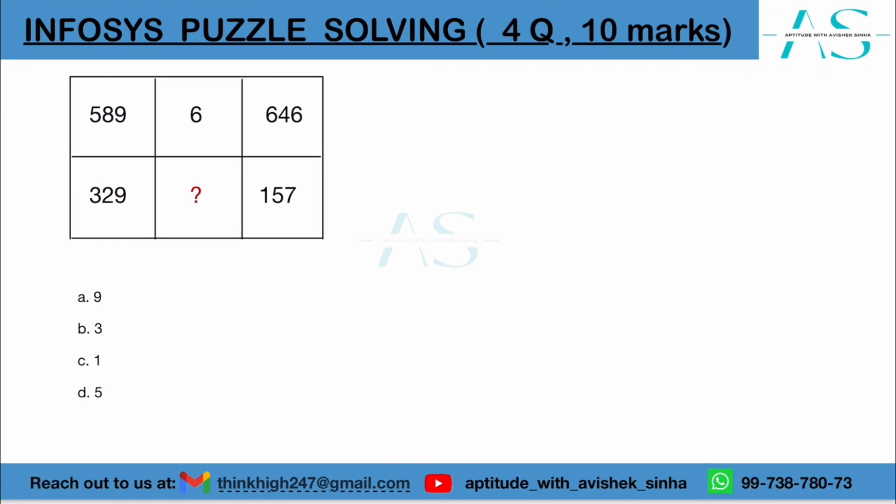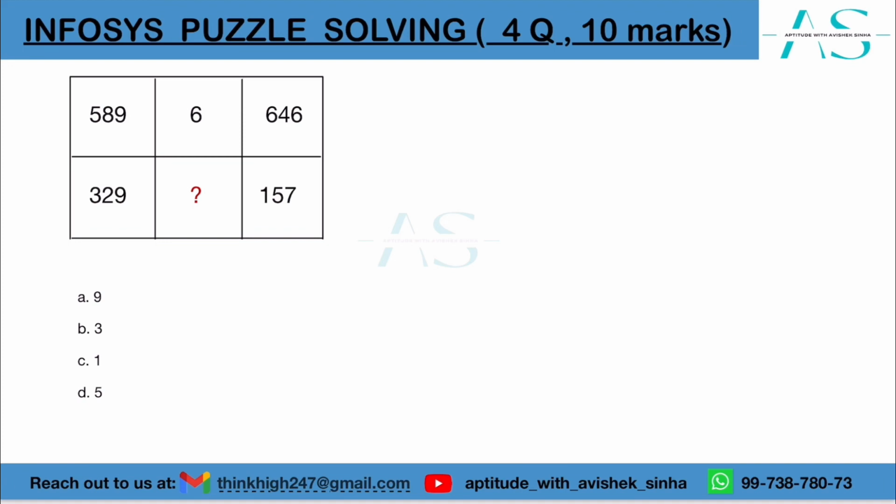589, 646, 329, blank, 157. If you look at the answers, these are all single digit numbers, but these are 3-digit numbers. One of the logics here is that if the center value is a single digit number, most of the cases it is the summation and then the difference or the addition.